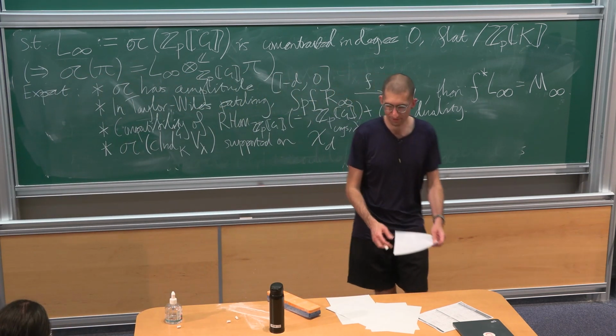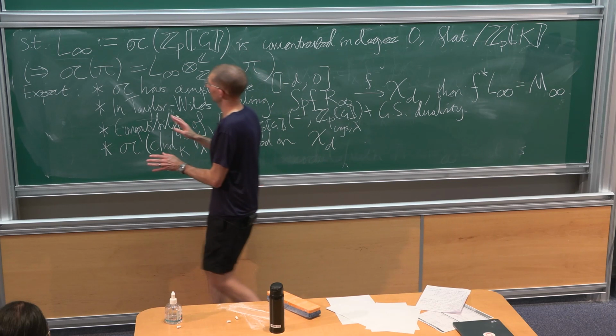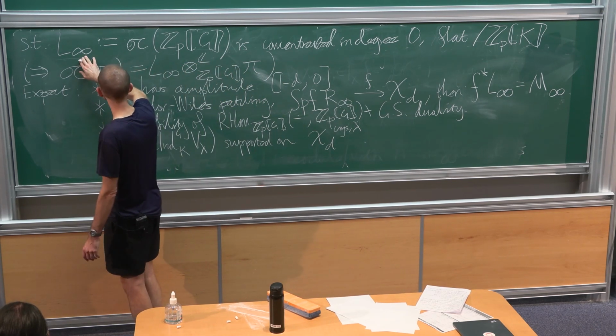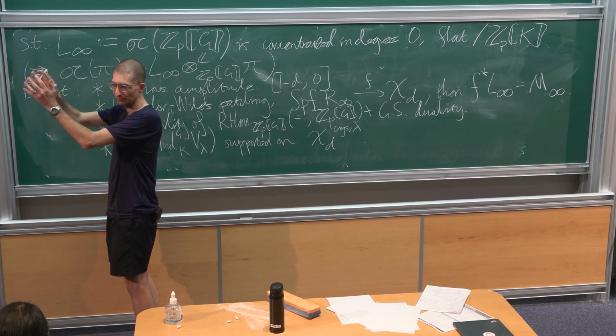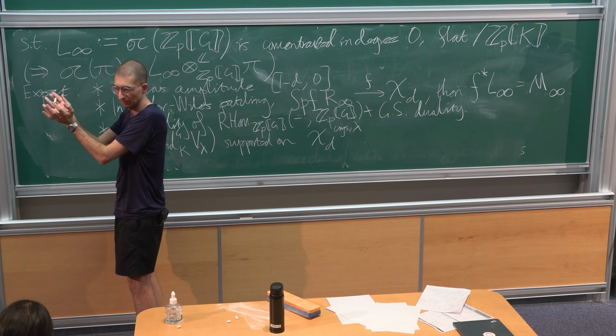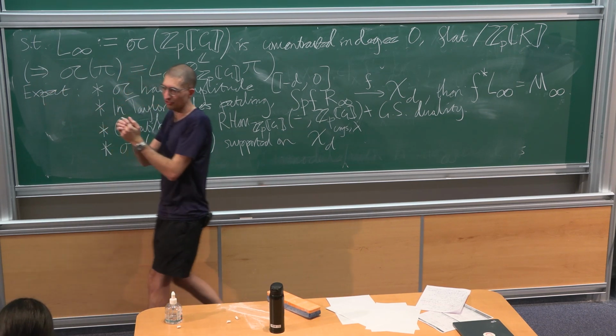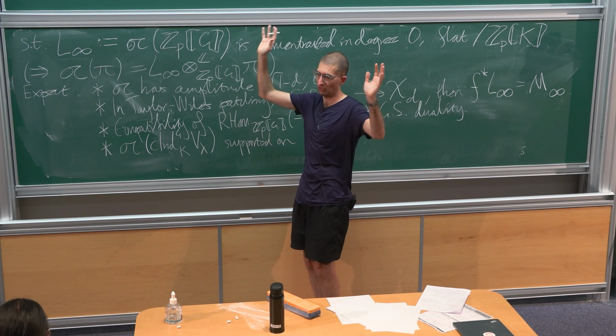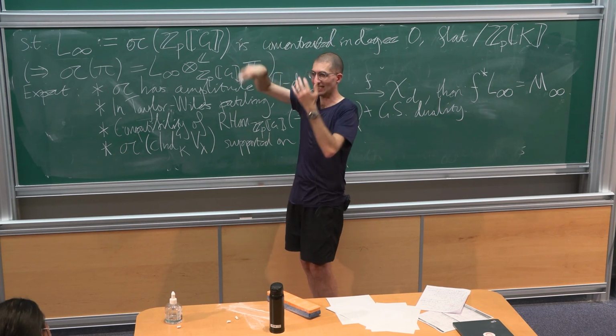So let me try and answer the question while stating it. So L infinity is similar, you should think it's a sheaf of representations of the group. So it has the structure as being some huge sheaf on our stack, but it has an action of the group.